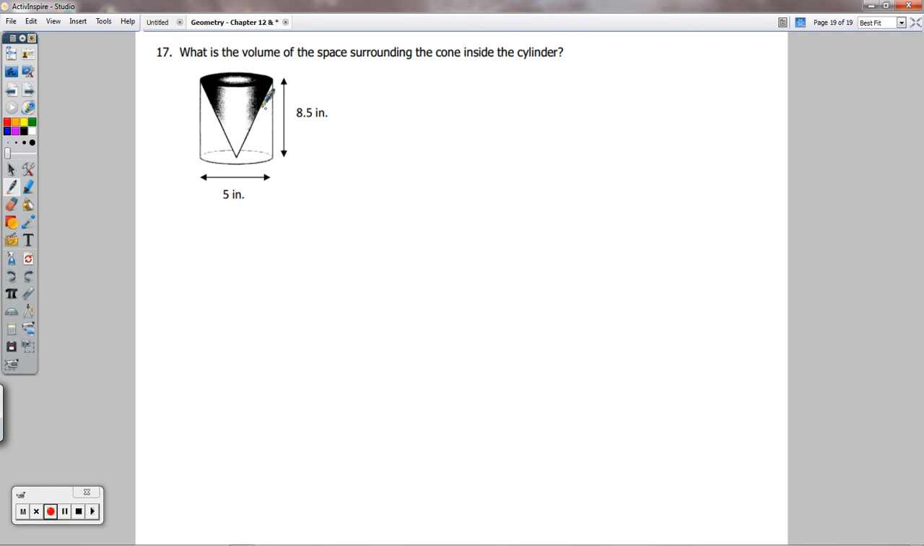And finally, number 17. What is the volume of the space surrounding the cone inside the cylinder? So basically we're taking a cylinder and we're cutting out a cone shape out of it. What's left in this part here as you go all the way around there? That's what we want to figure out here. So the volume of that leftover part is going to be, well, we would find the volume of the cylinder and subtract the volume of the cone. So the volume of the cylinder, let's start with that.